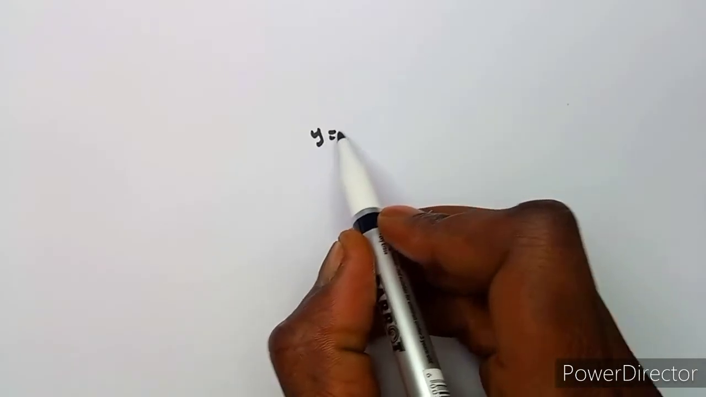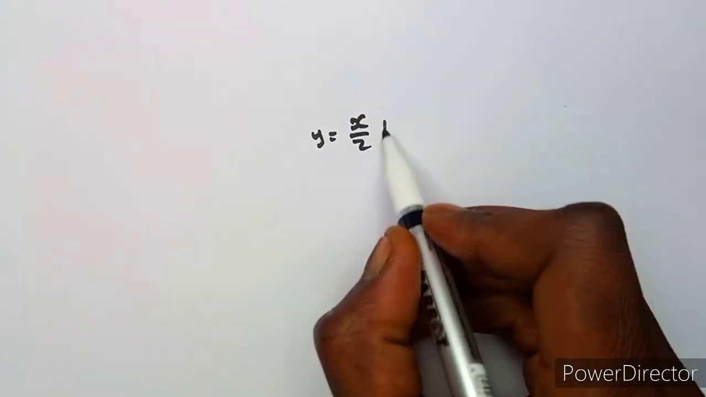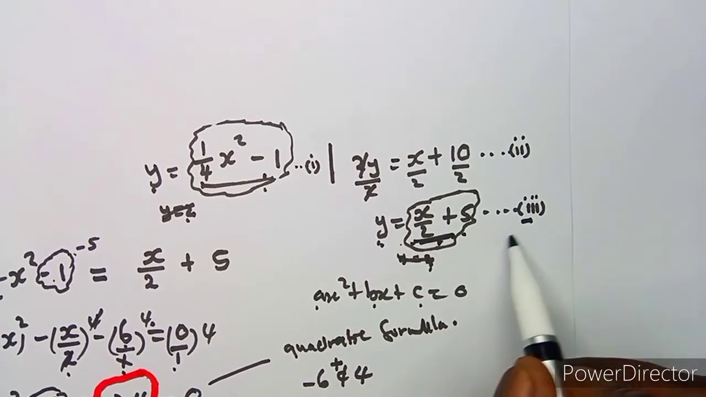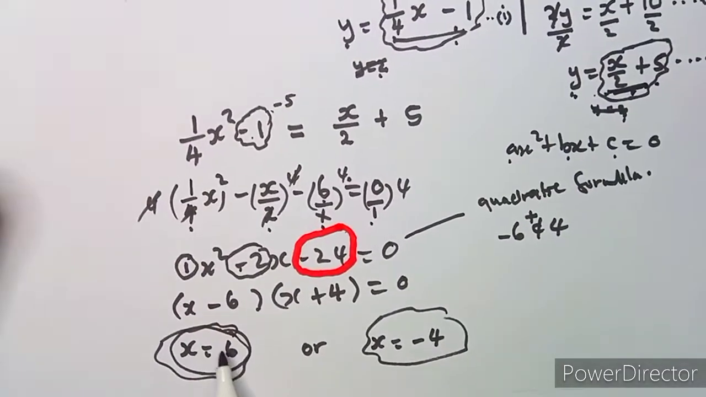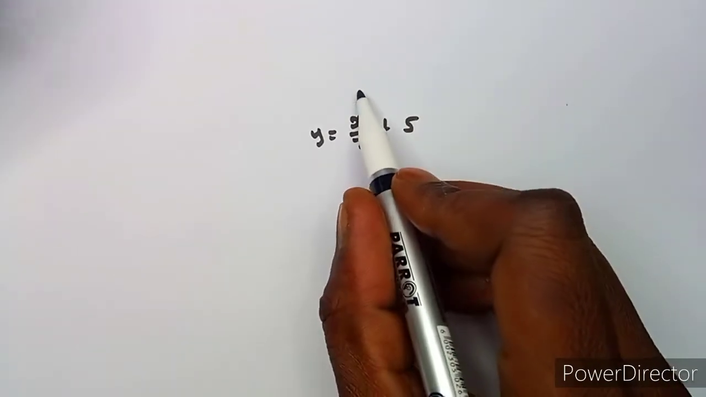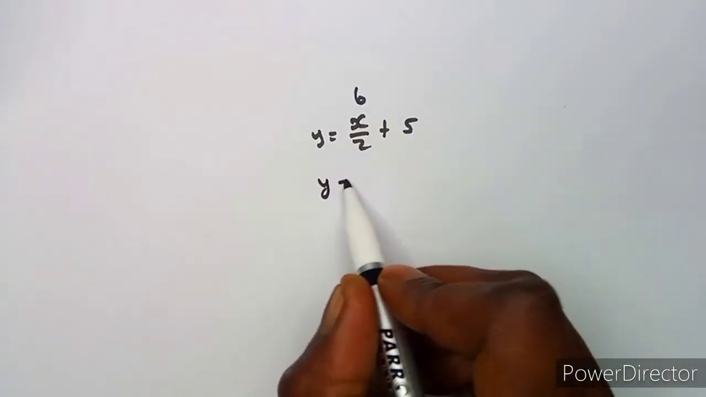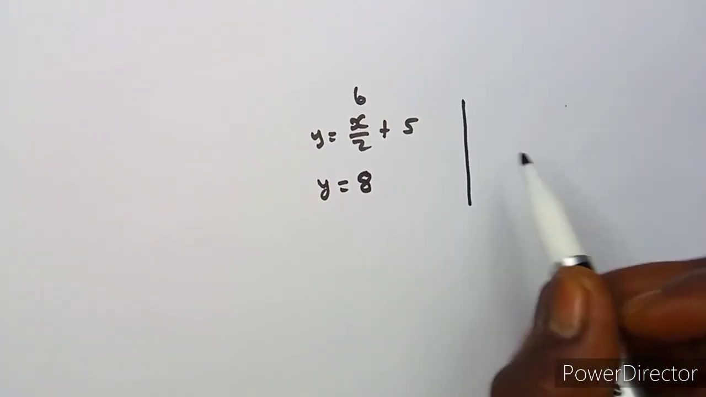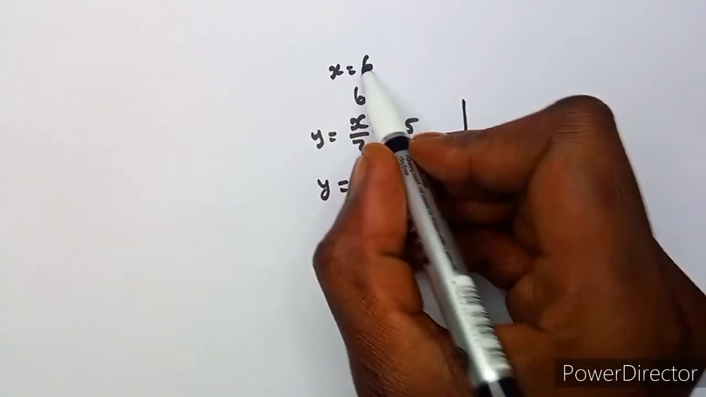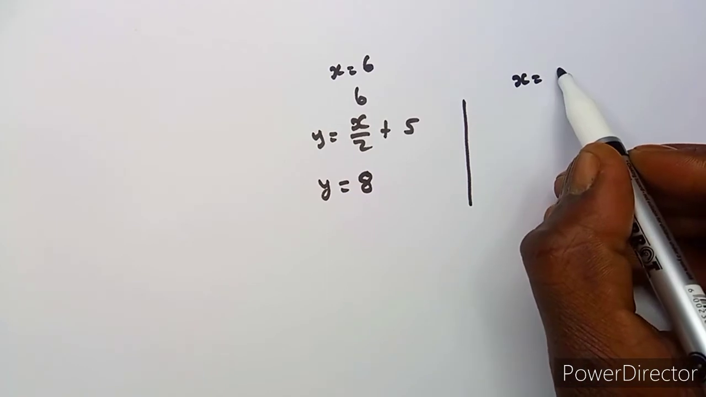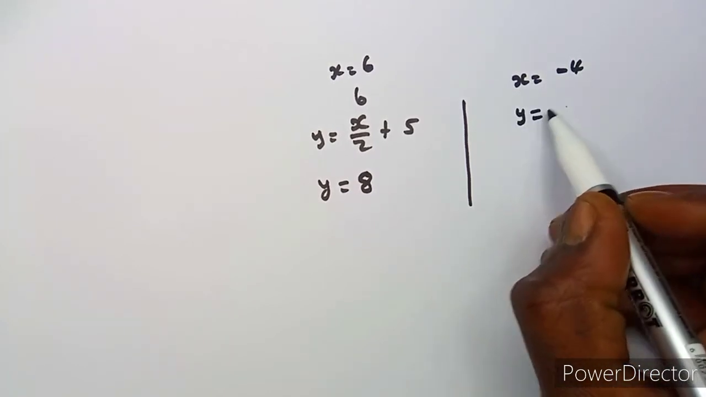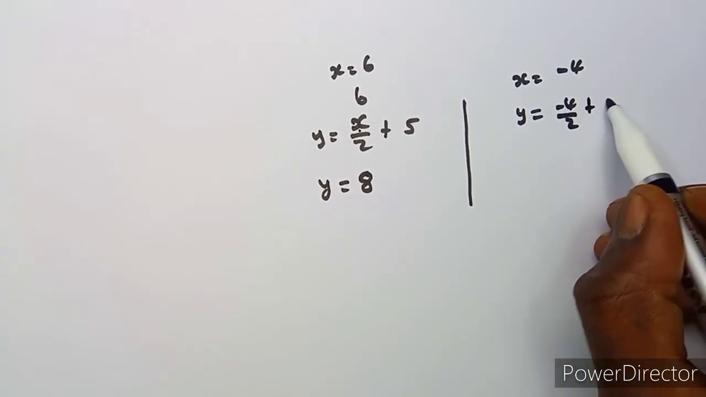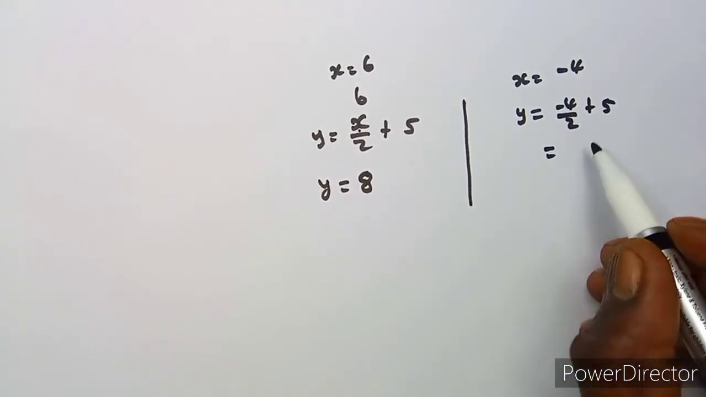In this case, I'm just going to take this one, y is equal to x over 2 plus 5, from our equation 3, where we made y the subject. So first, when x is equal to 6, I have to substitute x equal to 6 there. That means y is going to give us 8. All right, we move on. So this one was when x is equal to 6. When x is equal to minus 4, that means y is going to be minus 4 over 2 plus 5, and this y is going to give us 3.